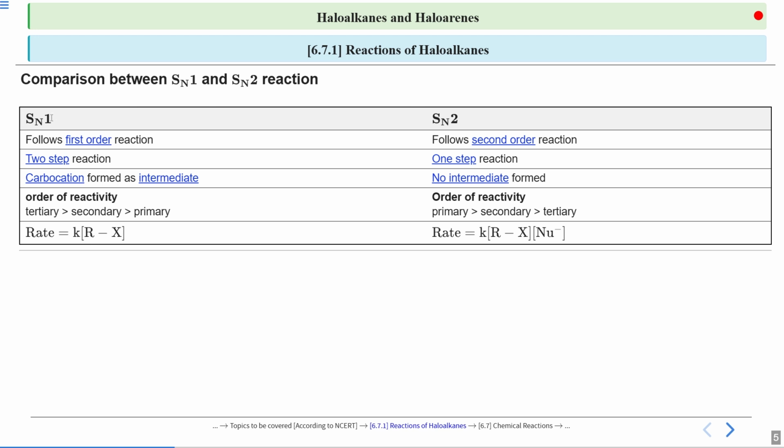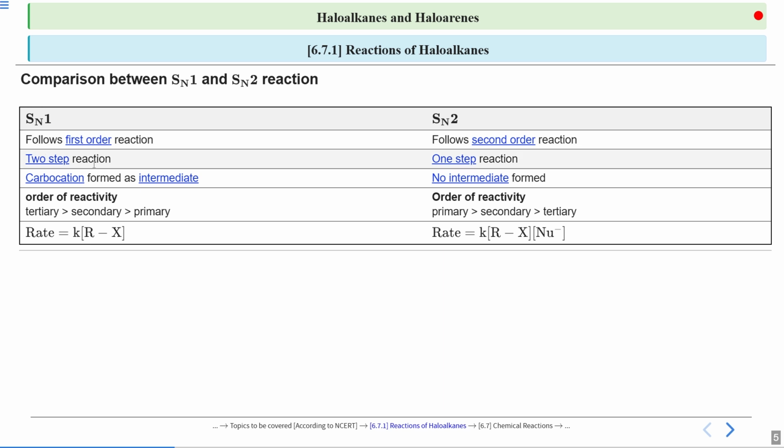SN1 reaction, substitution nucleophilic unimolecular reaction, follows first order reaction. As I said previously, for the representation of the substitution reaction, this S is for substitution, N representing nucleophilic, and 1 is representing the order of the reaction. Because it is a first order reaction, that's why we are writing here as 1. So SN1 reaction follows first order reaction, SN2 reaction follows second order reaction.